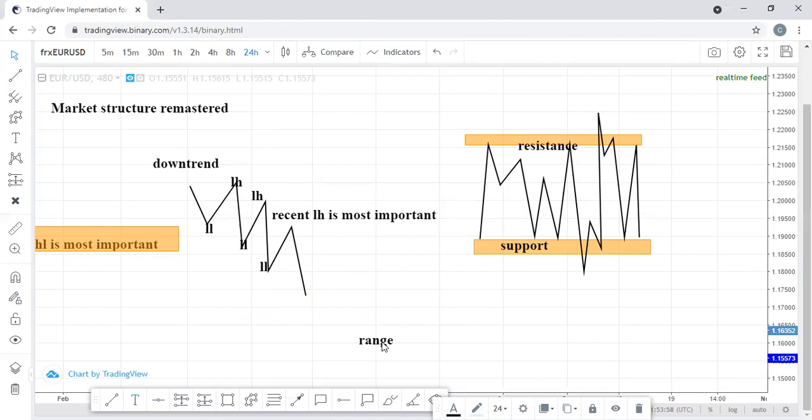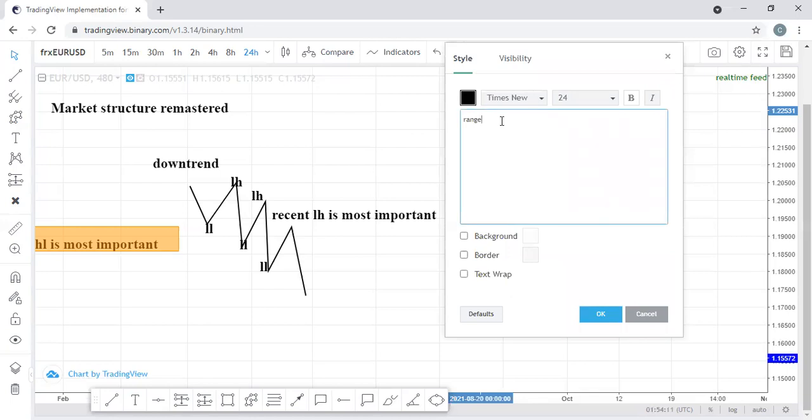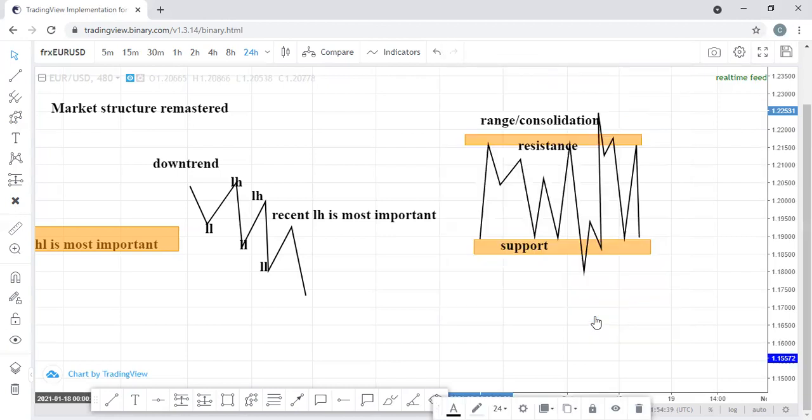What is a range? Once the market is ranging, we mean that the market is doing this. That's the third kind of market that we have. So call this a consolidation, right? It's still the same thing. You can call it a range or consolidation. So these are the three basic kinds of market that we have.